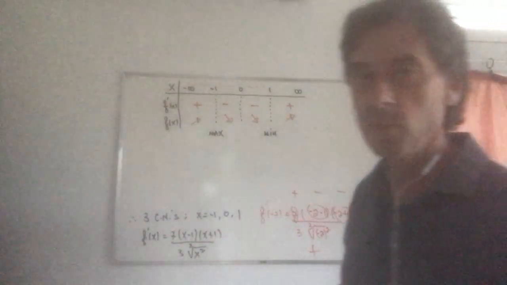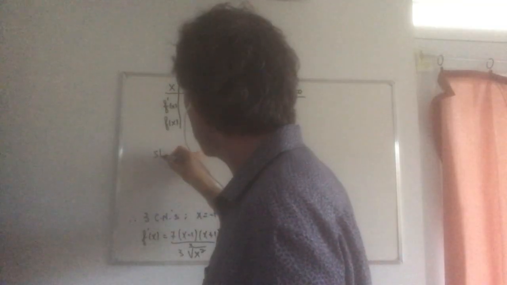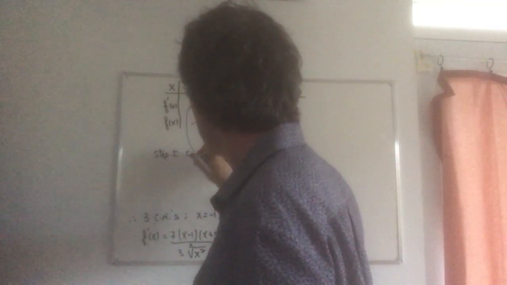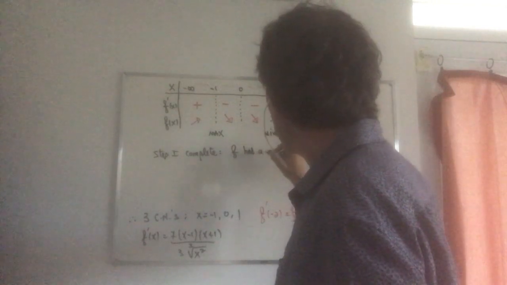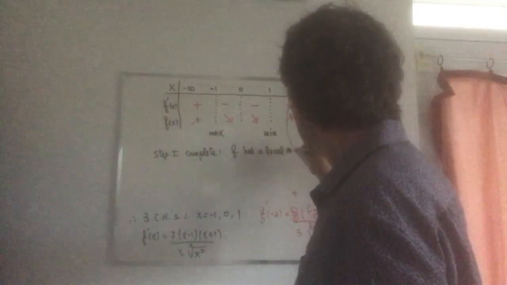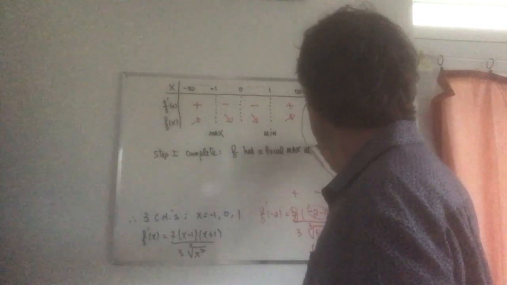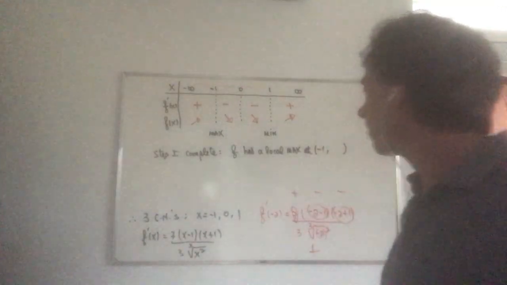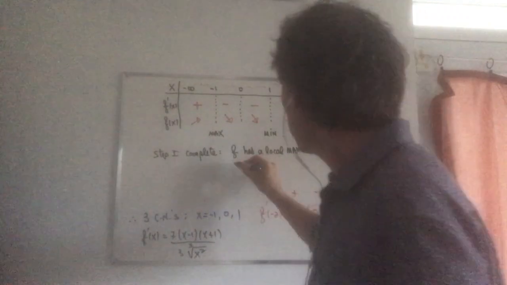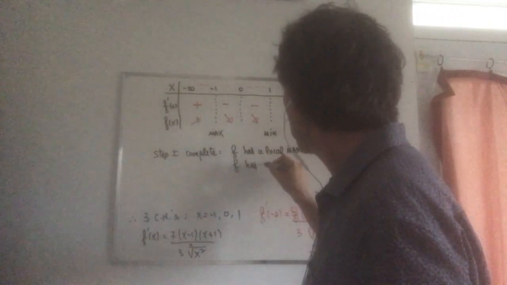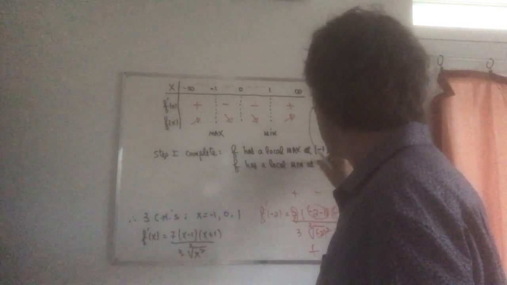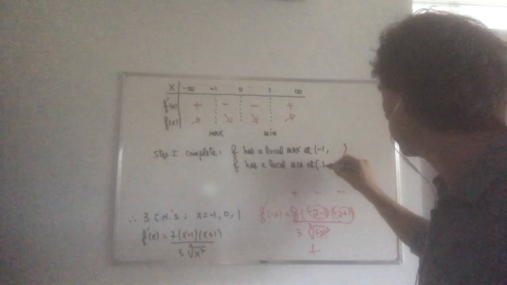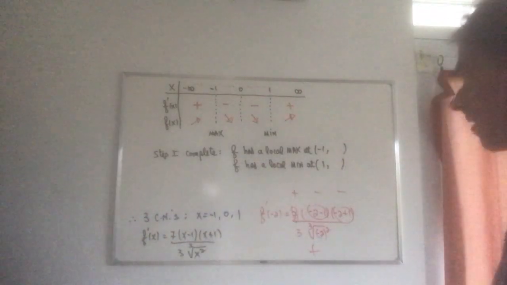So, step 1 is now complete. F has a local max at -1, comma, a y value that I will have to find. F has a local min at 1, comma, something that I'll have to find.